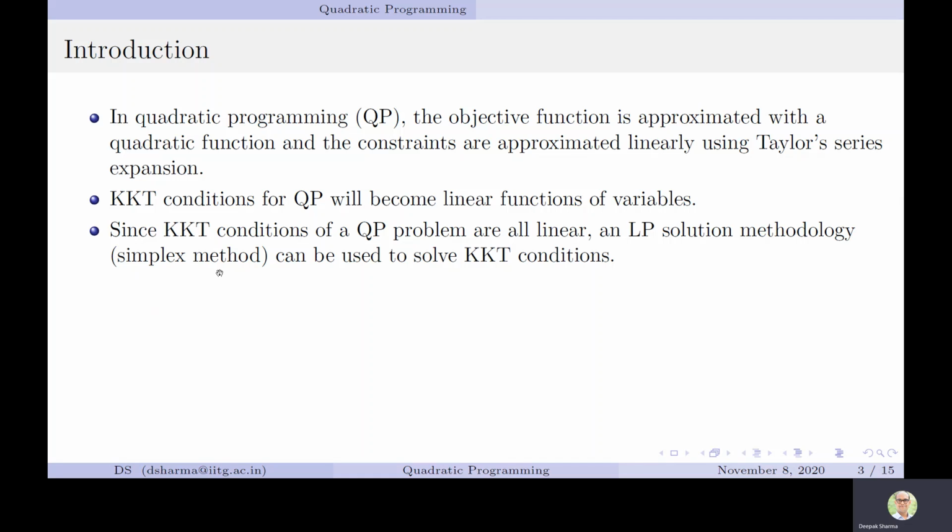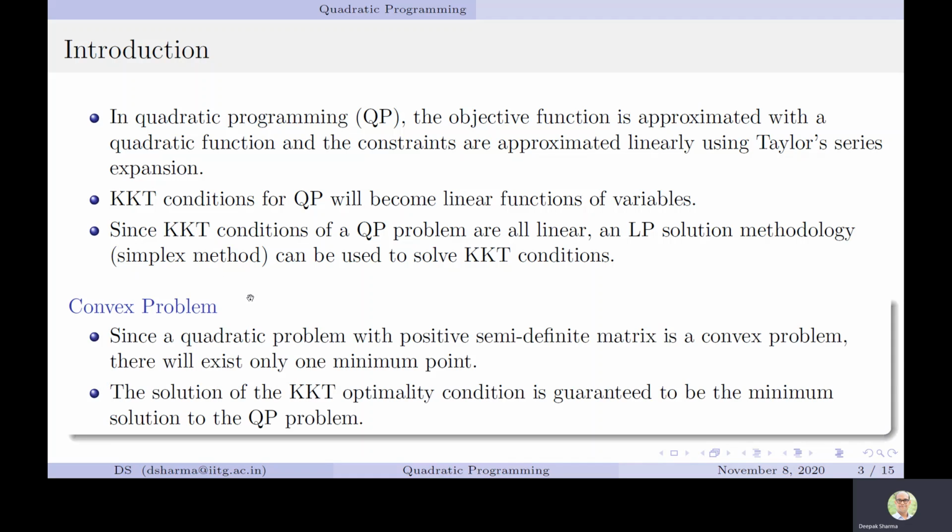which satisfies all KKT conditions. As we remember, the KKT necessity and sufficiency theorem says that a quadratic problem with a positive semi-definite matrix is a convex problem. So as and when we get a convex problem, the KKT conditions will give us a point, and that will become the minimum or the solution of that convex problem. So this theorem we have understood, and we are going to use this concept in quadratic programming in the following slides.